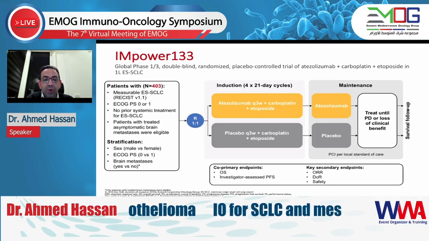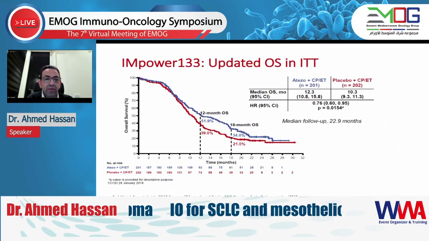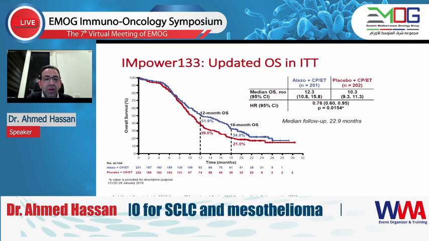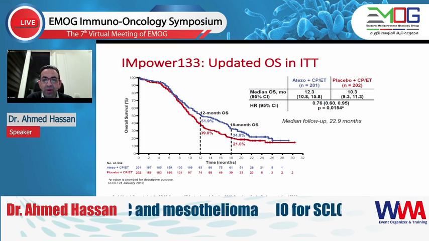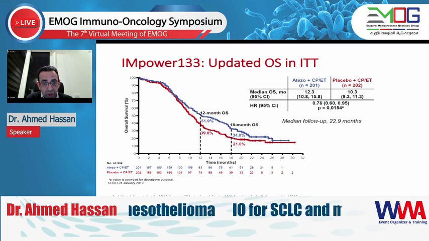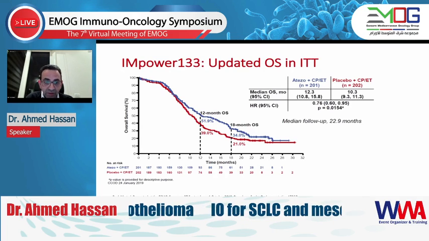The co-primary endpoints were overall survival and progression-free survival. Almost similar pattern of curves, improvement in overall survival. Again, the standard arm was 10 months; adding immunotherapy, in this case atezolizumab, improved it by 2 months. Hazard ratio almost identical, 0.76.